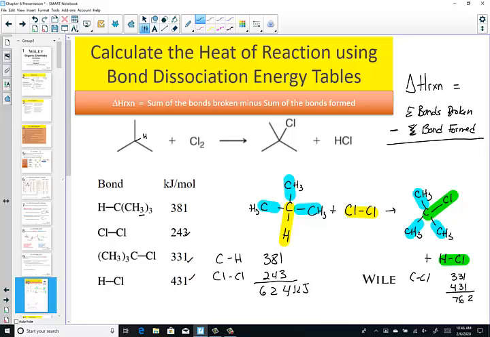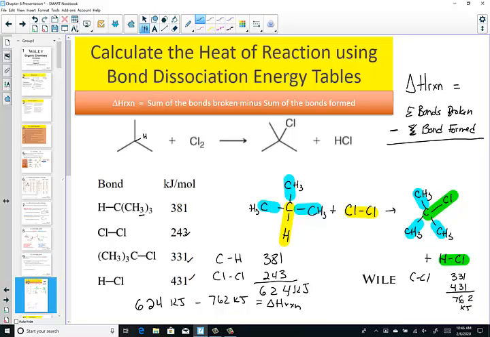And so that total value was 762. So when I think about products forming those new bonds and the reactants breaking those bonds, we simply take the sum of the reactants that broke their bonds and subtract the products which formed new bonds, and we'll find our delta H of reaction.